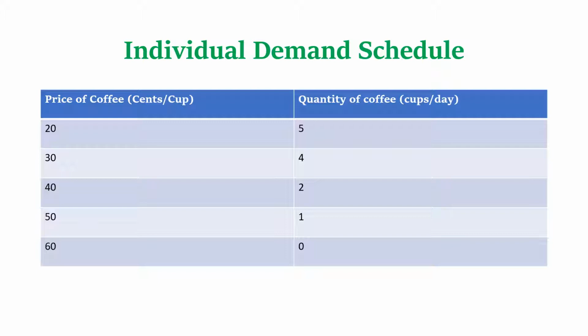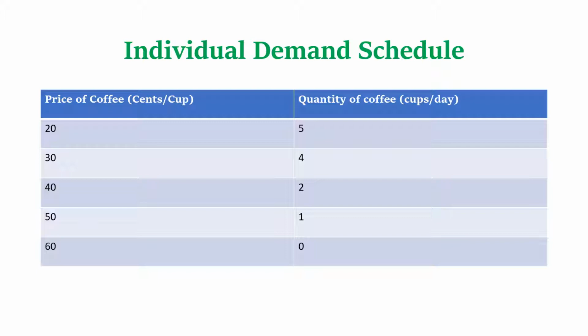What we observe here is the price and the quantity move in opposite direction. They move in opposite direction. So as a result, here, the price and the quantity move in opposite direction, right?